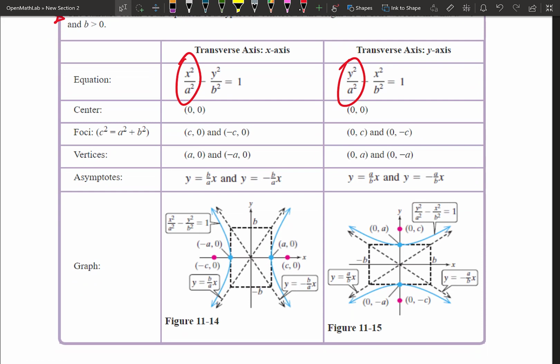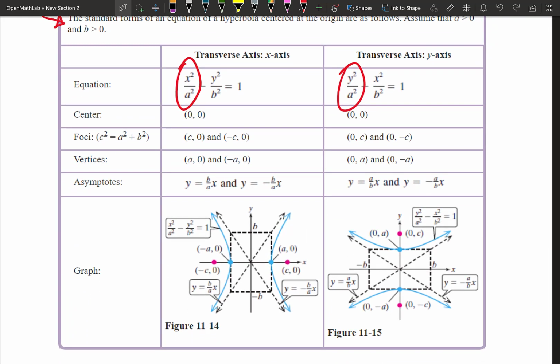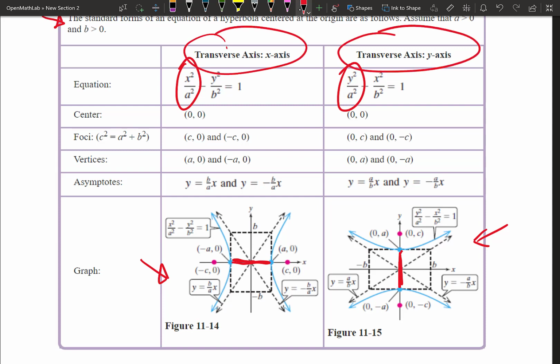Notice also we have two different versions of the hyperbola. If we focus on the graphs, we have one where the branches open outward, left and right along the x direction, and the other where the branches open up and down. That's going to be a difference in where the transverse axis is. Remember, this part here is the transverse axis, so we label them based on whether the transverse axis is on the x-axis or the y-axis.